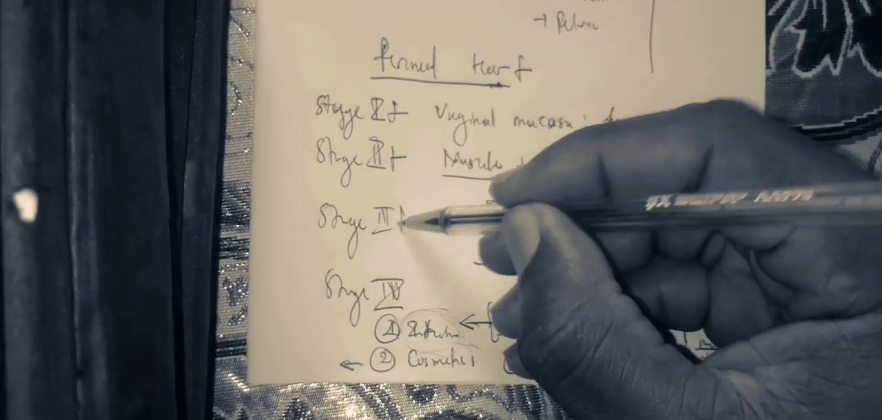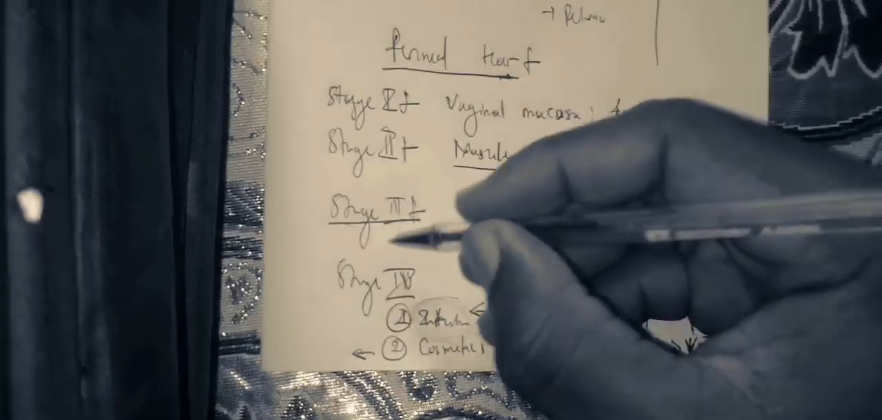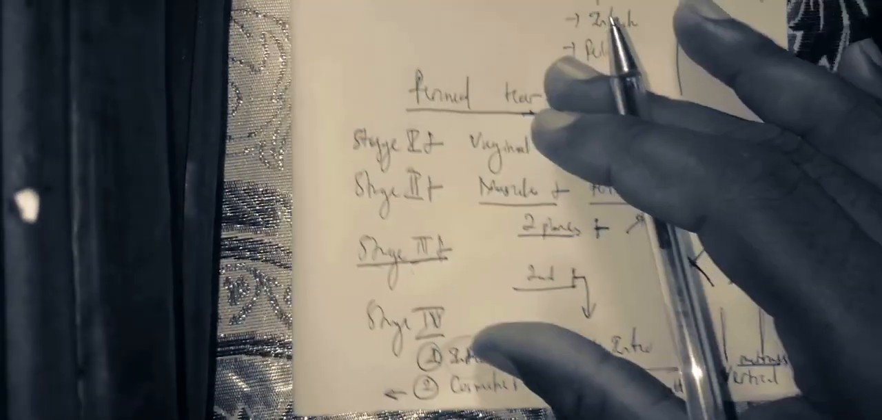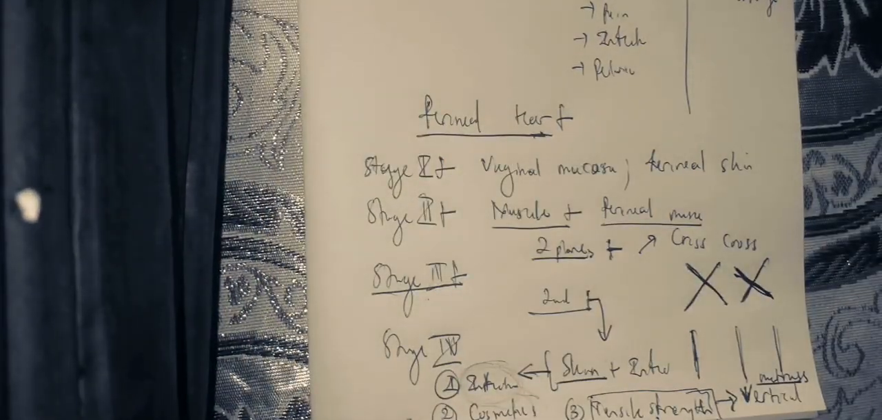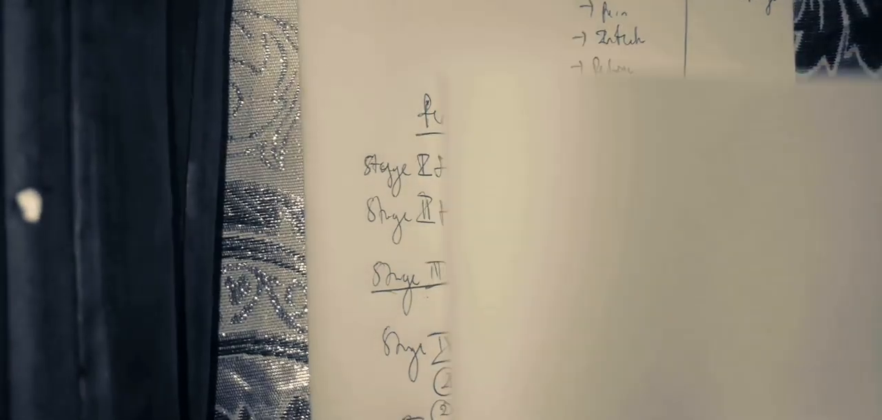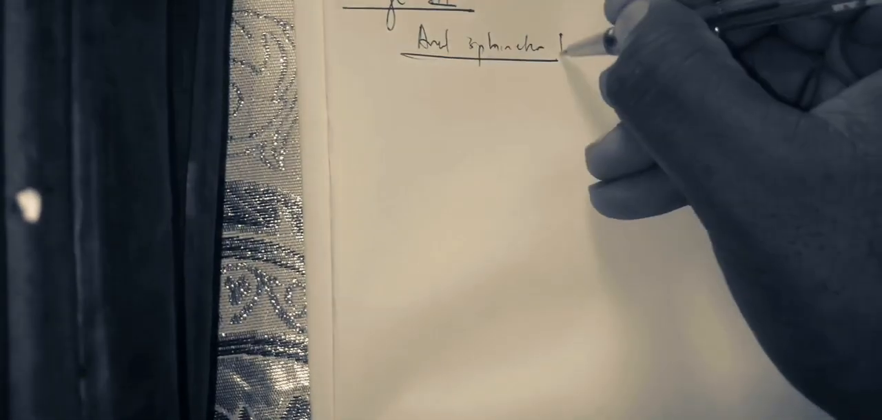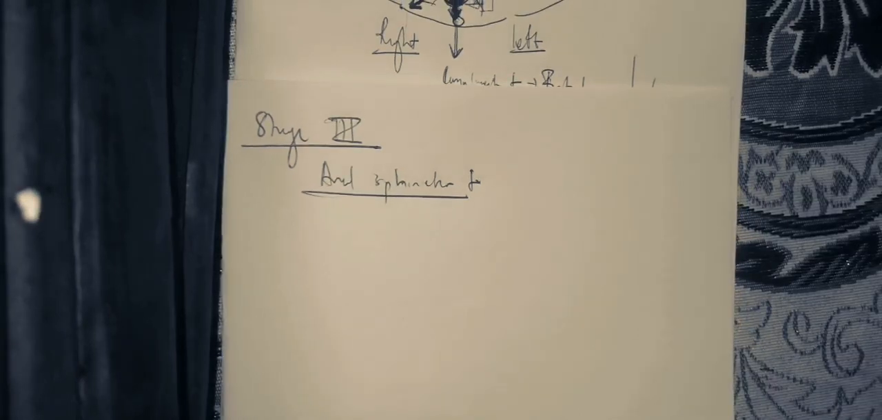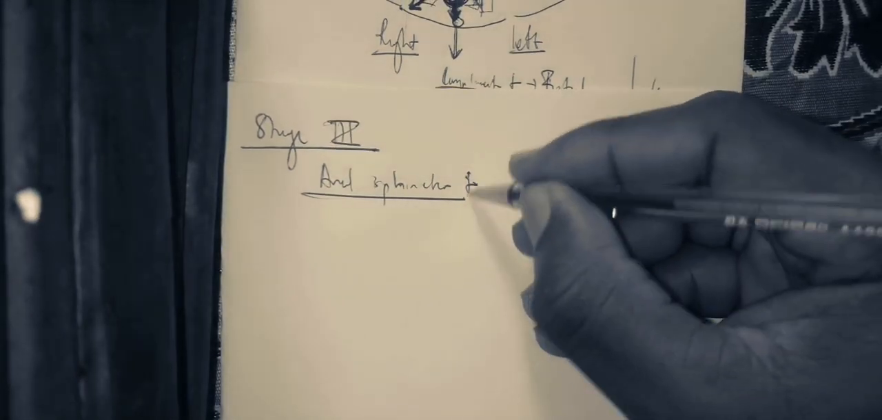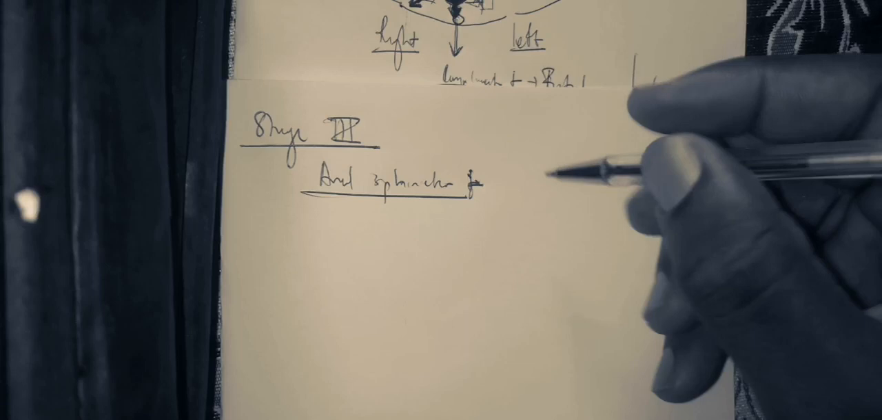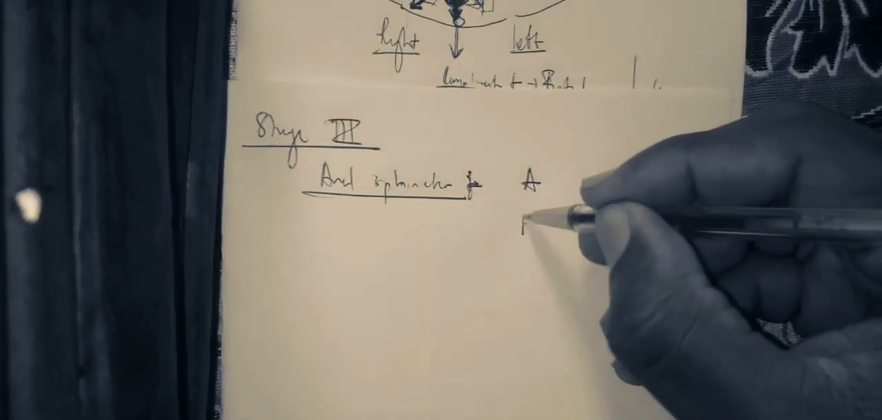Now, a stage 3 perineal tear is when there is involvement of the anal sphincter. In stage 3 there is involvement of the anal sphincter, and it is divided into stage 3A, B, and C.